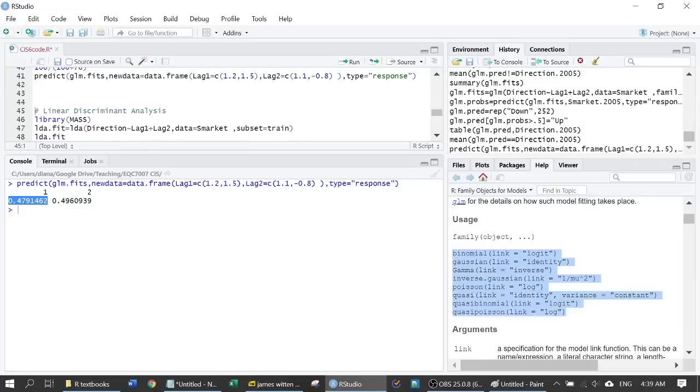So if we classify this, we will predict it to be down. And if leg 1 is 1.5 and leg 2 is negative 0.8, we would predict that the probability that it is going to be up is 49%, which by our threshold of 0.5 would be classified as down.